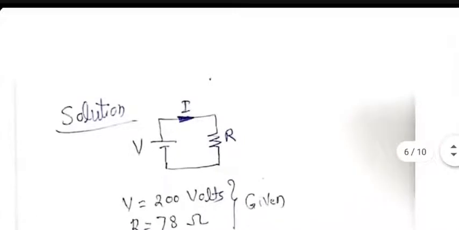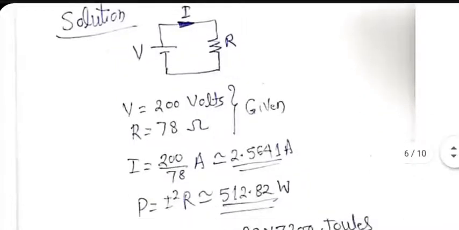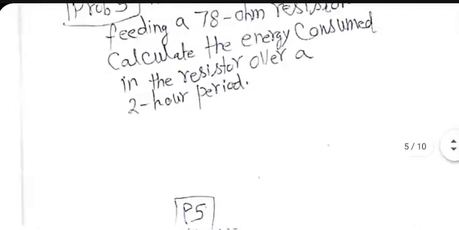So here is the solution. Current is 2.5641 amperes approximately. Use I square R, or you can use VI also directly to get the power. Power is 512.82 watt approximately. Now, energy means power multiplied by time.